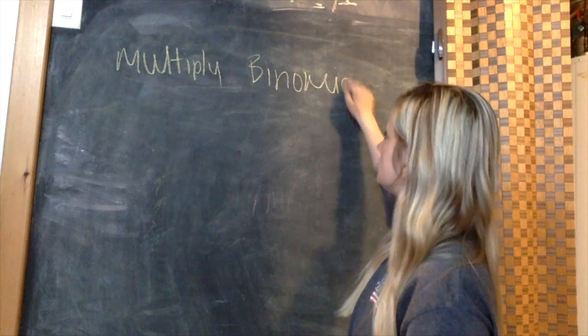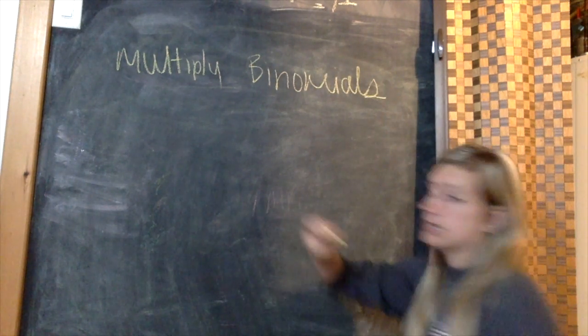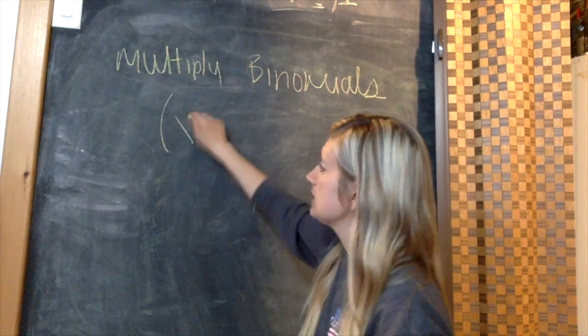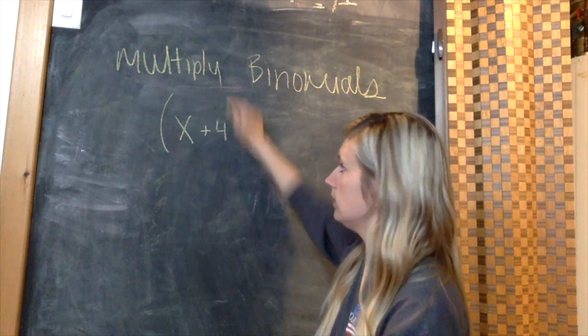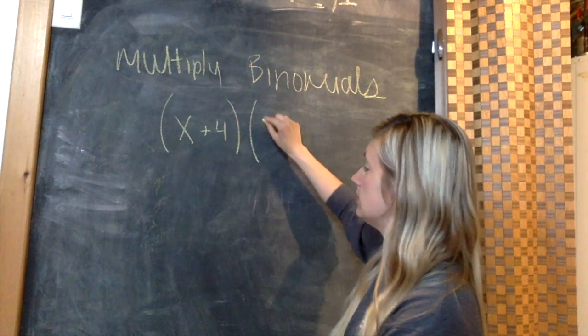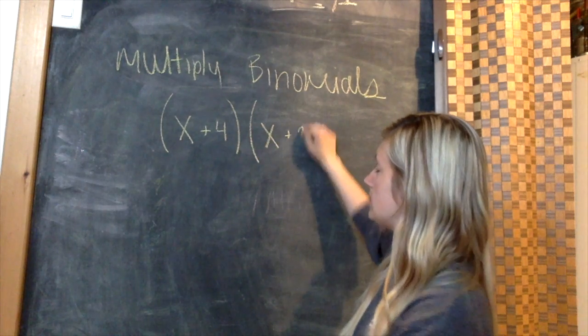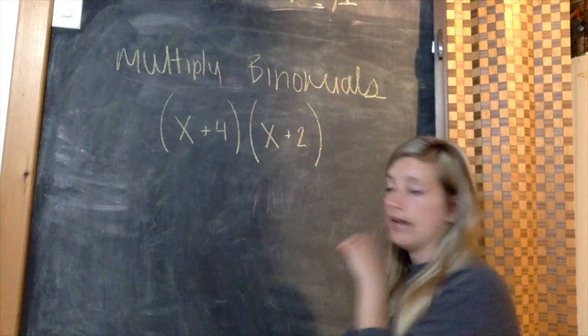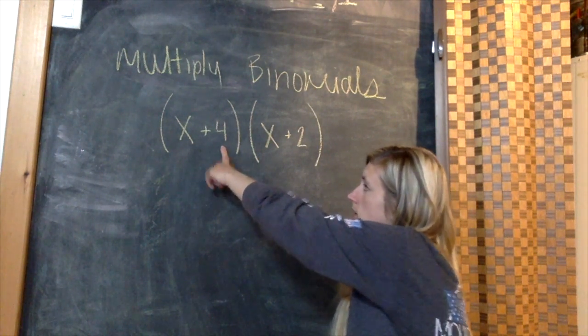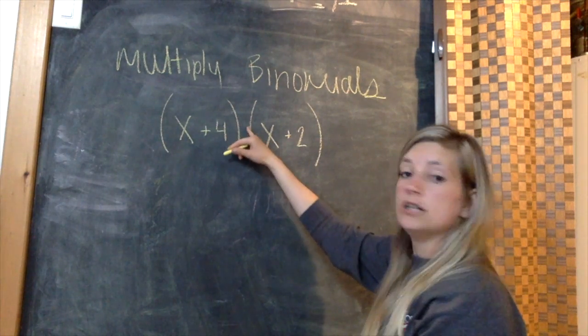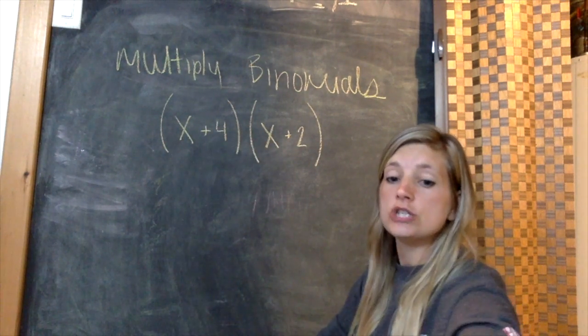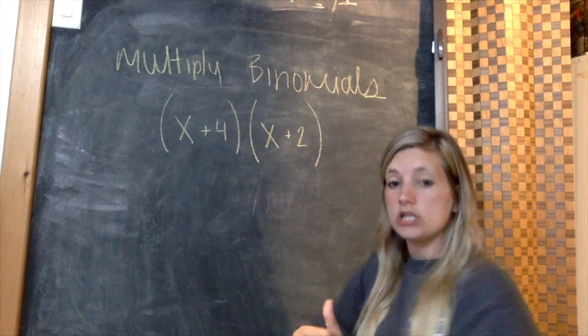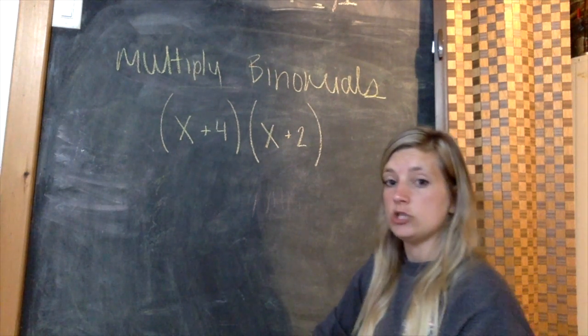Okay. All right, so here we go. X plus 4 times x plus 2. Okay, I have x plus 4 times x plus 2. So in here, there's no sign. There's no addition, there's no subtraction. It is right next to each other. So if it's shoved together, guys, that means you're multiplying.